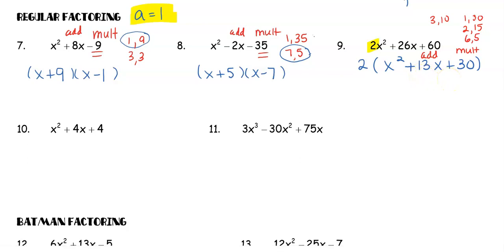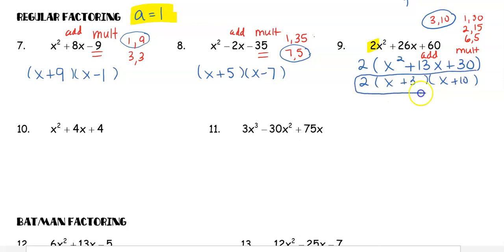Now I'm multiplying to a positive, which means they either both have to be positive or they both have to be negative. Because my sum is positive, that means they both have to be positive. I look at which ones add to 13. That's 3 and 10. Don't drop your GCF though. That 2 out front is still part of the answer.